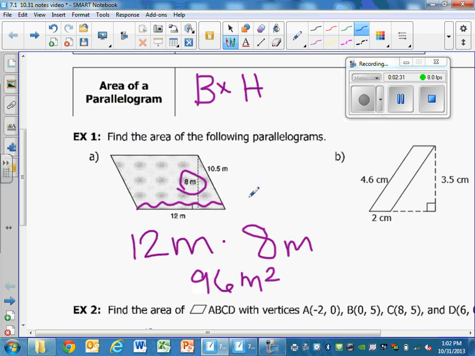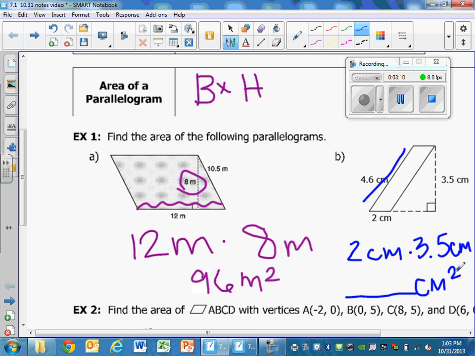Let's look at B. We have 4.6 as the slant. Does that count as our height? Well, no. We have 2 centimeters as the base, so let's go with 2 centimeters here. Then let's go with the height. The slant is not the height. This one is showing us how tall it is, so we will do 2 centimeters times 3.5 centimeters. And after you get your answer, whatever that is, I'm not going to do it for you, that'll be centimeters squared.